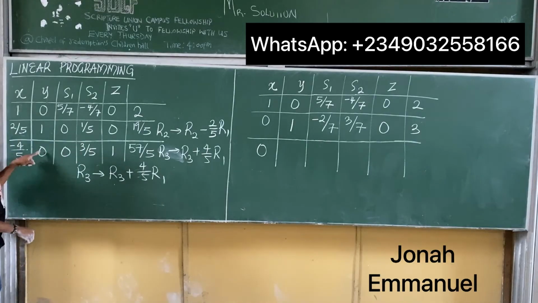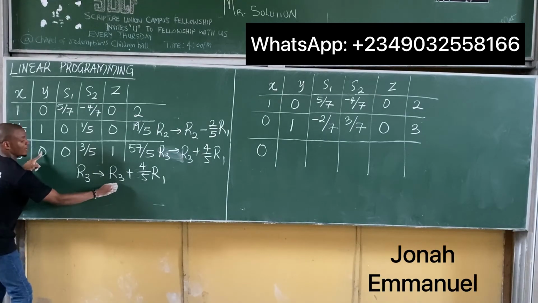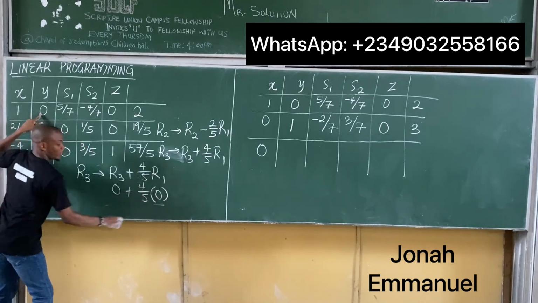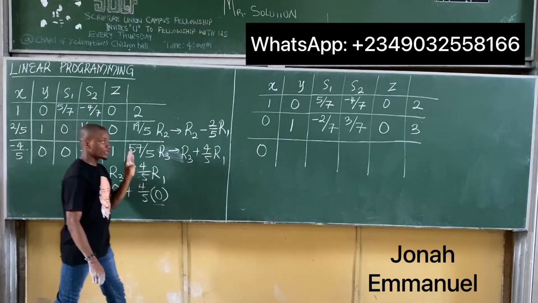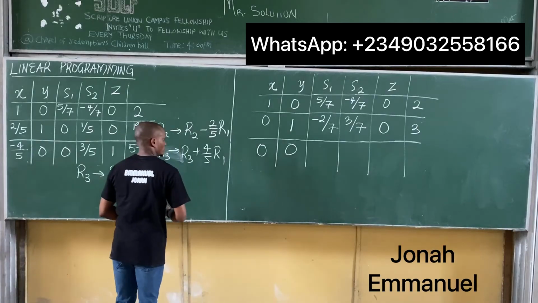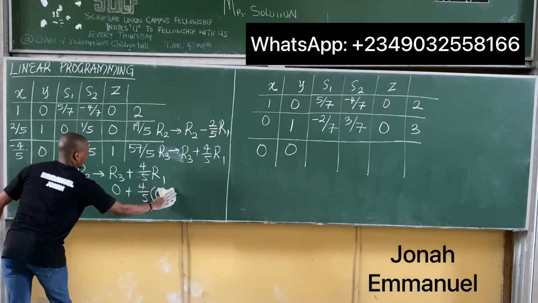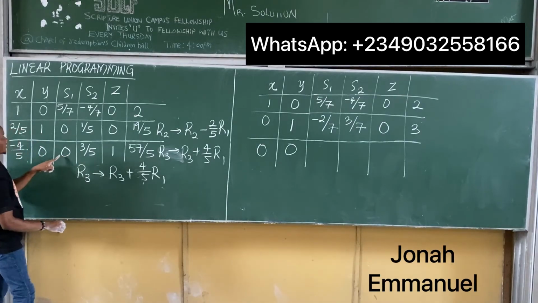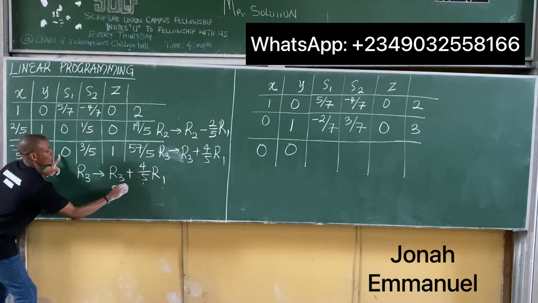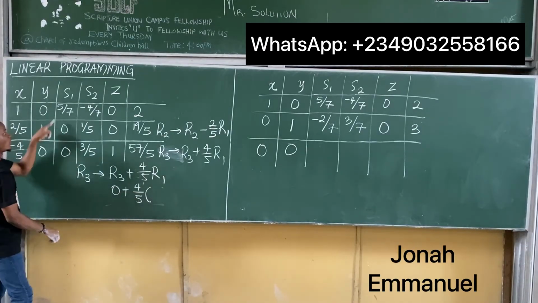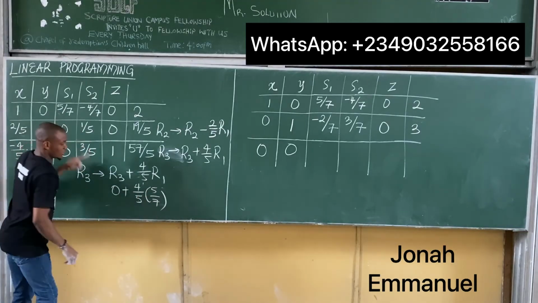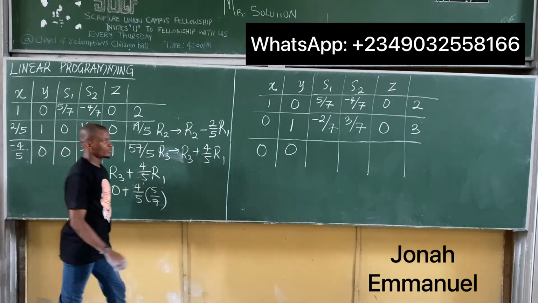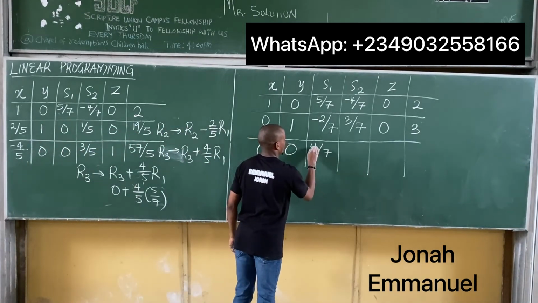Next up, if I take this one here, it becomes 0. Plus 4 over 5 times its row 1 equivalent 0. So it becomes 0 plus 0. That gives you 0. This one here, row 3, 0 plus 4 over 5, what's the one here? 5 over 7. This will give you what here? 4 over 7. 0 plus 4 over 7. So I have 4 over 7.